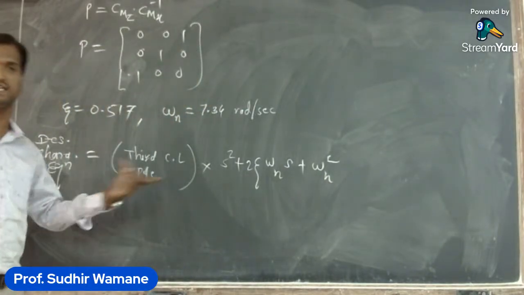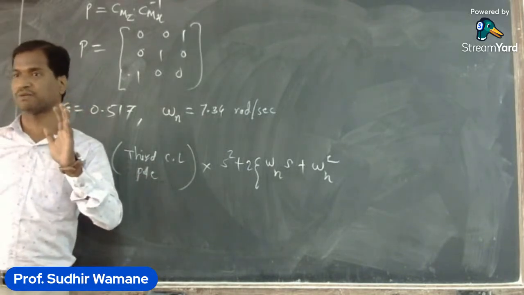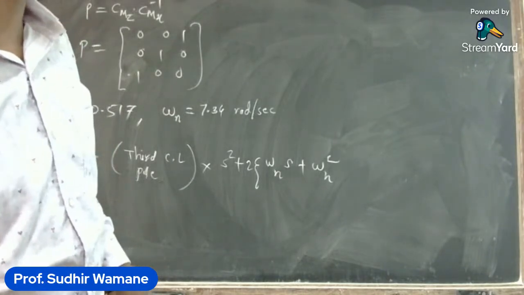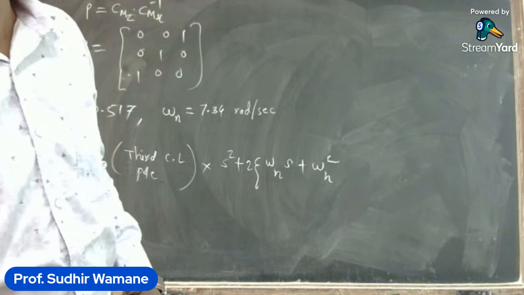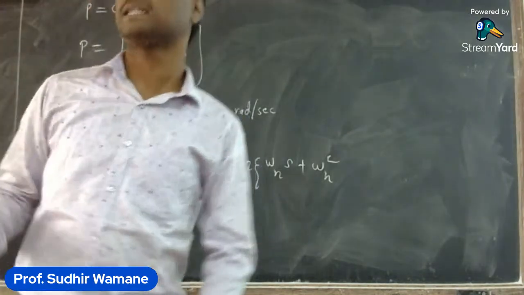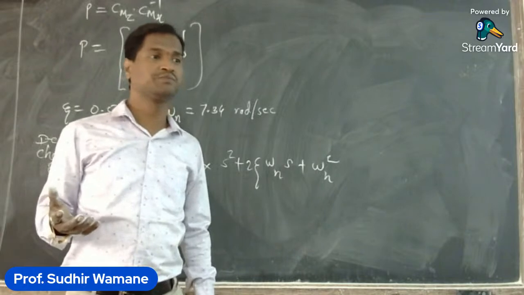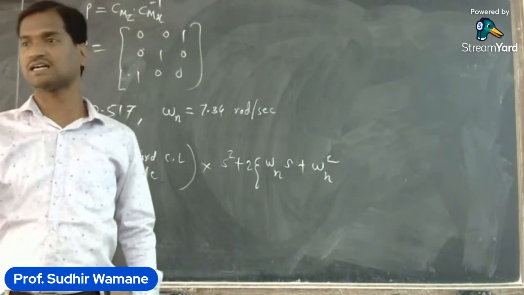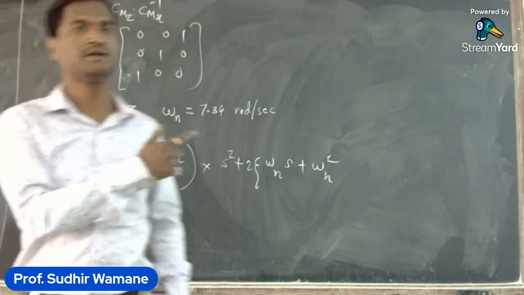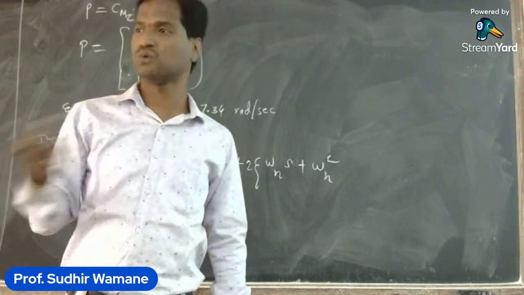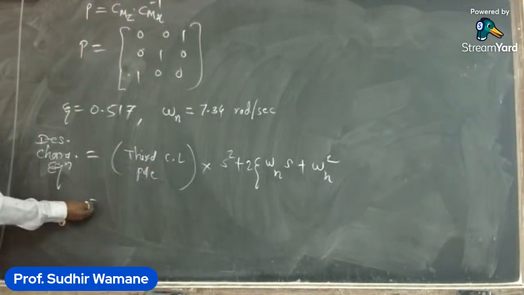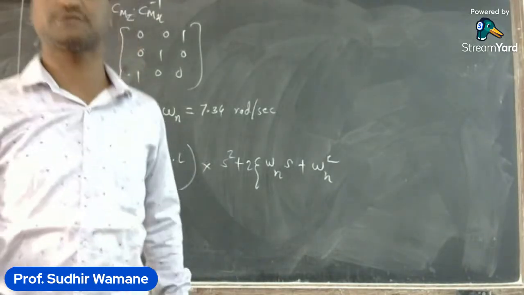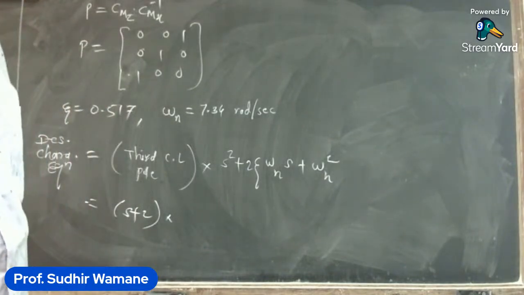Select the third closed loop pole such that pole zero cancellation takes place. Others are in the transfer function. In a transfer function, we have two zeros, s plus 2, s plus 20. Correct? Whichever is closer to the imaginary axis, cancel that. Between 2 and 20, 2 is closer, so obviously select the third closed loop pole at s plus 2 multiplied by s square plus 2 zeta omega n s plus omega n square. You will get desired characteristic equation.